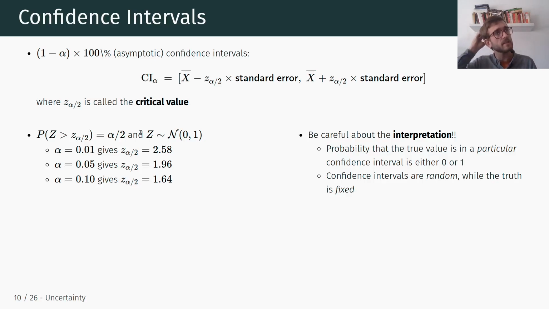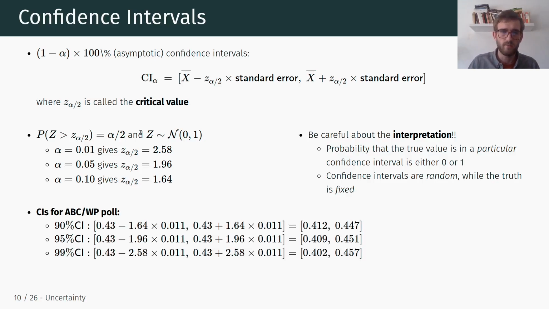So from a frequentist perspective, we can't really make a probability statement about the true value being in a particular confidence interval. We can only make a statement about, over repeated samplings, how many of those confidence intervals would include the true value, okay?